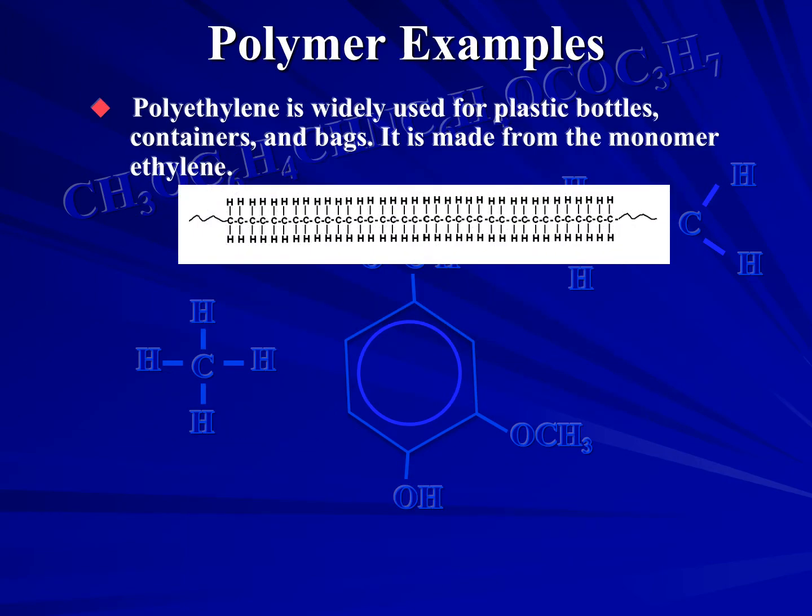Polyethylene is widely used for plastic bottles, containers, and bags. It is made from the monomer ethylene. There are thousands of ethylene monomer units in a typical polyethylene material.